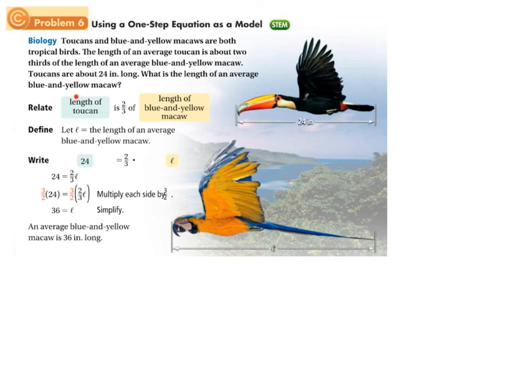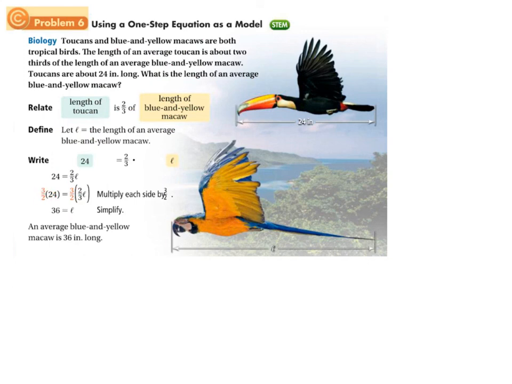So then what does that look like? Well, we know the length of the toucan is 24. We know that 2/3 of the blue and yellow macaw is what 24 is equal to. So 24 equals 2/3 of L. There's your equation. Now how do we undo it? Well, what's happening to L? It is being multiplied by 2/3. The inverse operation of that is to multiply by the reciprocal, 3/2. And then 2/3 times 3/2 is 1. So you get 1L or L. Now we know what the length of the blue and yellow macaw is once we simplify this.